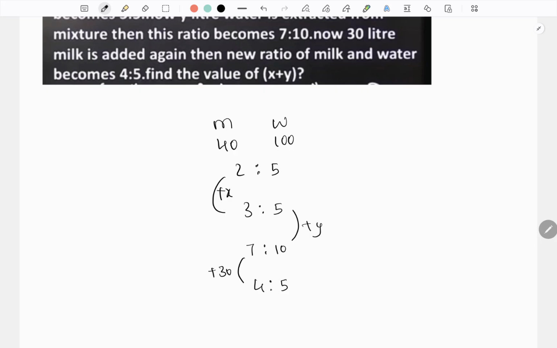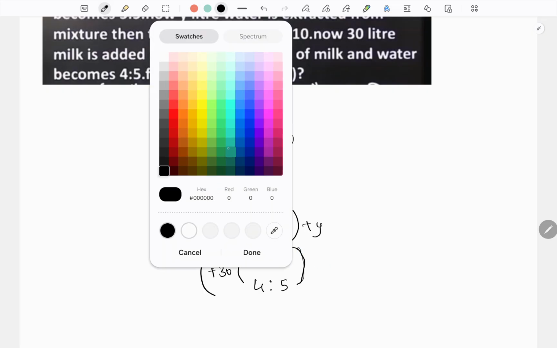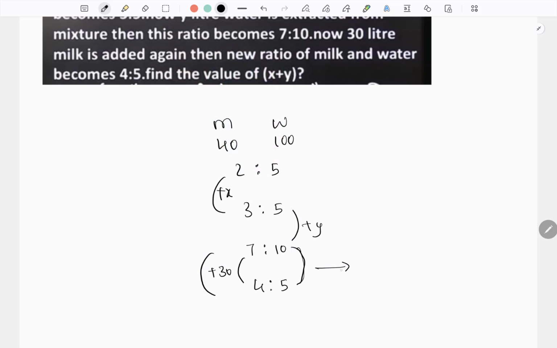Fine. Okay. So from 7 to 4 there is a change. But for 10 to 5 there must not be a change. So what should I do? I have to change it. So for this, what can we do? So this ratio I am taking as only 3 were there. Okay.